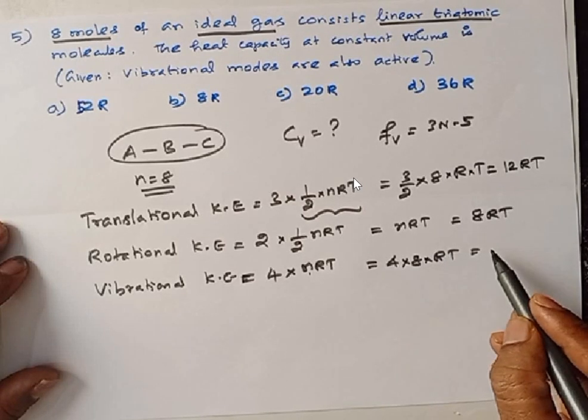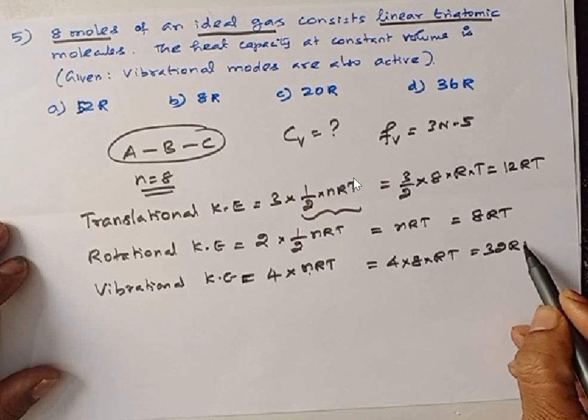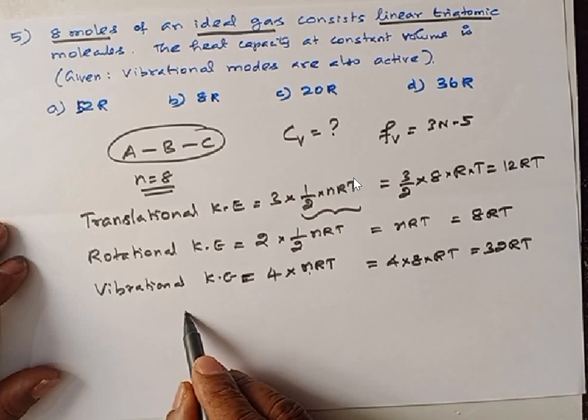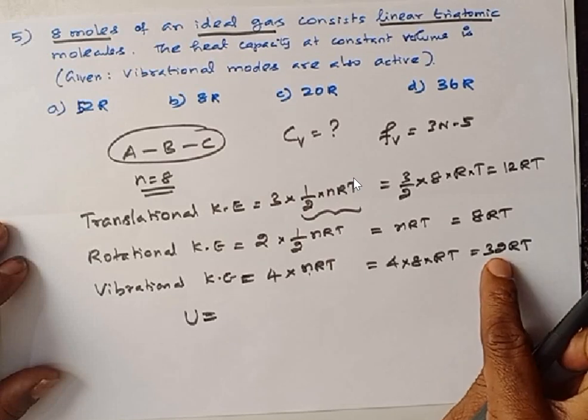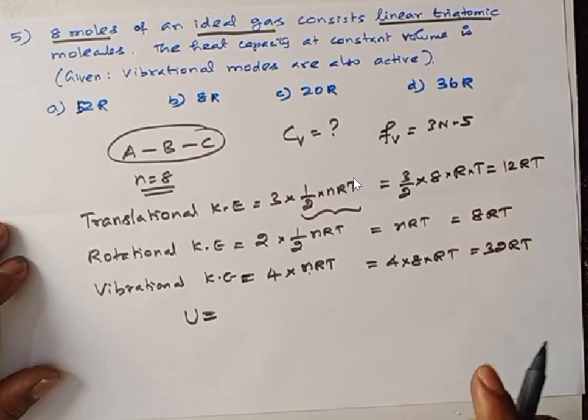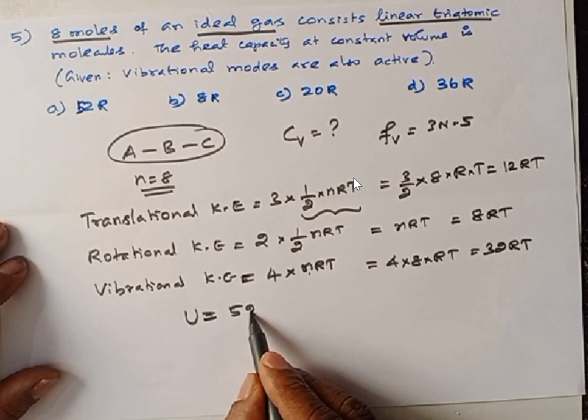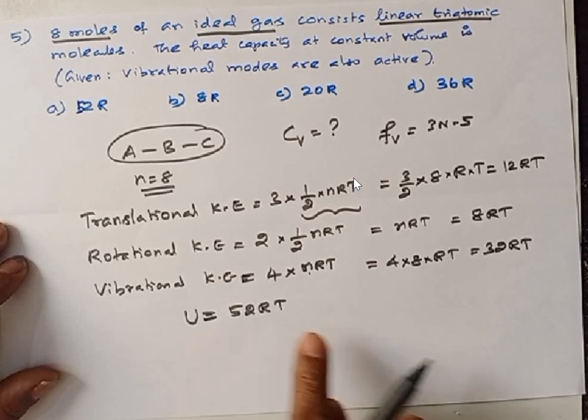8 4s are 32. So 32 RT. Now, what is the total internal energy? Total internal energy is equal to the sum of all the 3. So 32 plus 8 is 40. 40 plus 12 is 52. So 52 RT is the internal energy.